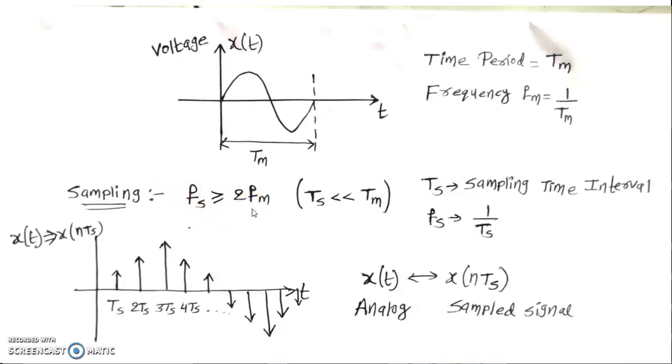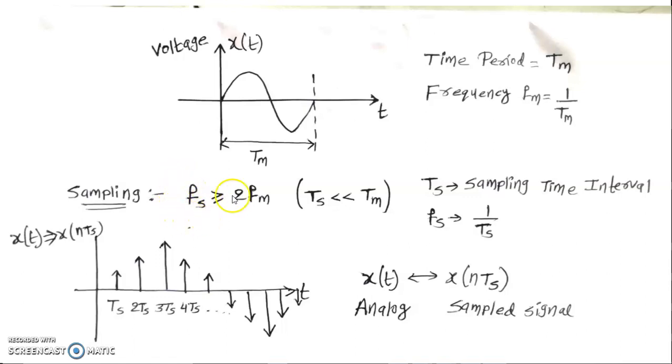What is the meaning of this? The sampling frequency is always greater than or equal to twice Fm, which is nothing but the highest frequency present in the message signal. So if you take the sampling frequency Fs like this, then we can easily reconstruct the signal without any loss. So that is the sampling theorem.